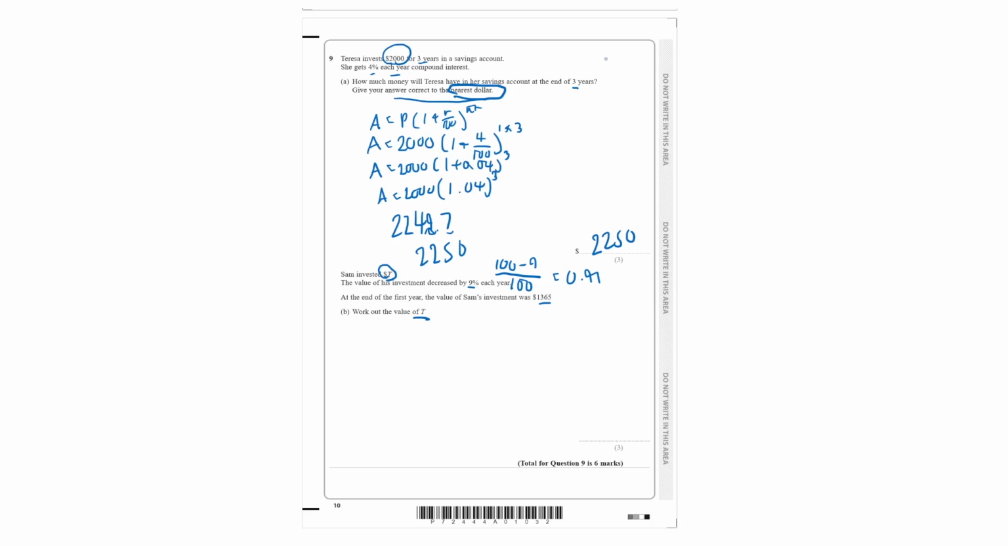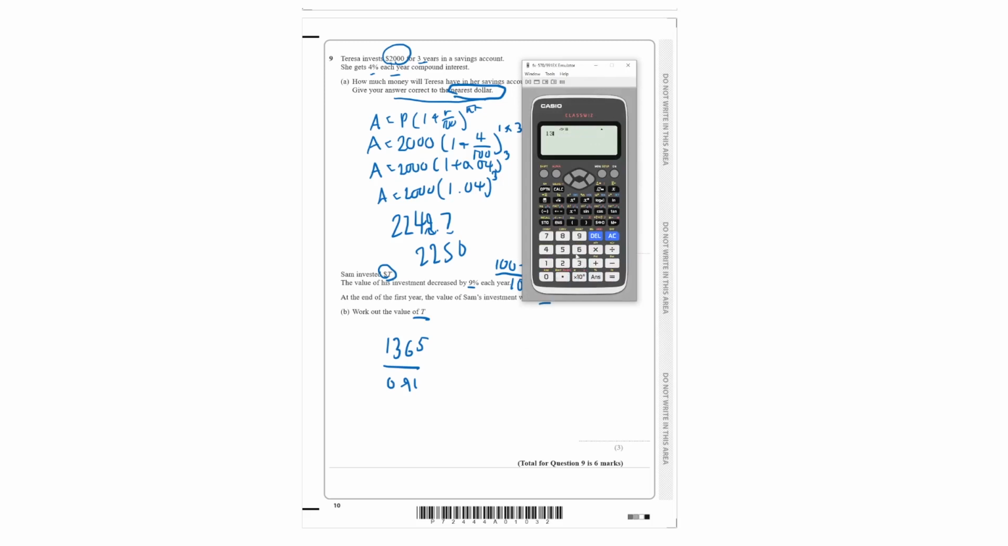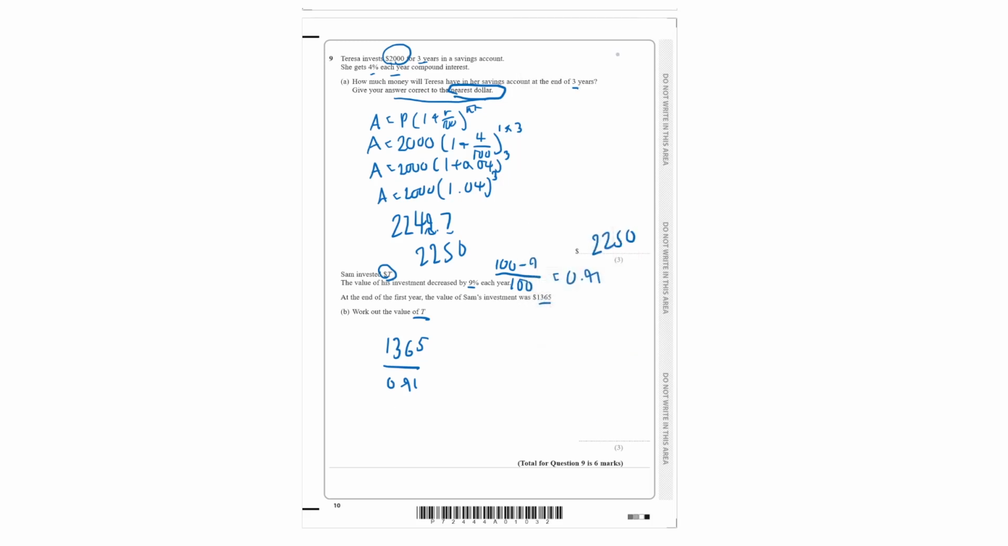And to find our answer, we simply divide 1,365 by 0.91. We use our calculator here. 1,365 divided by 0.91 is equal to 1,500. And we are correct because the initial investment is greater than the final one, since the final one is decreasing. So that means T, the value of T, is equal to 1,500.